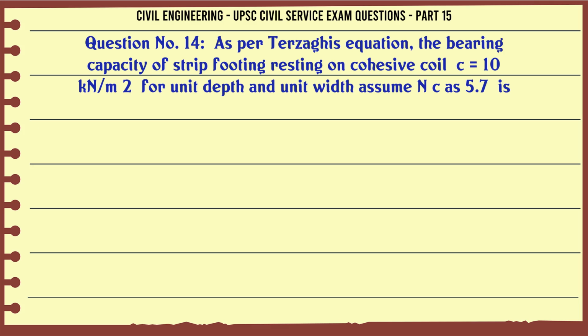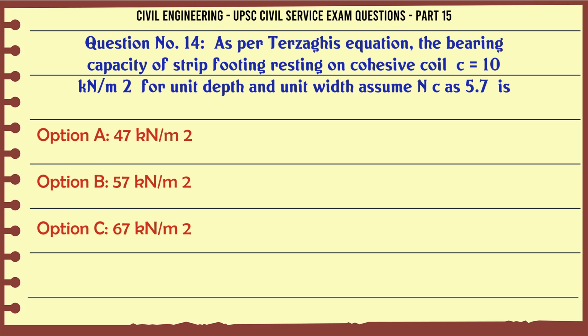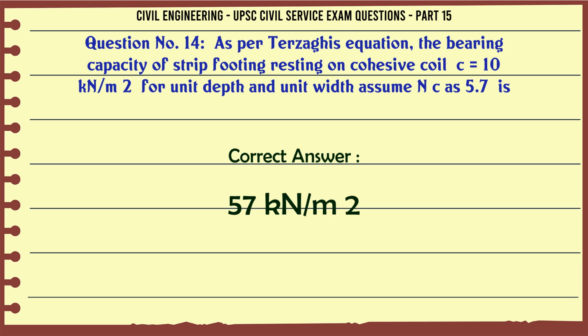As per Terzaghi's equation, the bearing capacity of strip footing resting on cohesive soil with C = 10 kN/m2, for unit depth and unit width, assuming Nc as 5.7, is A. 47 kN/m2, B. 57 kN/m2, C. 67 kN/m2, D. 77 kN/m2. The correct answer is 57 kN/m2.